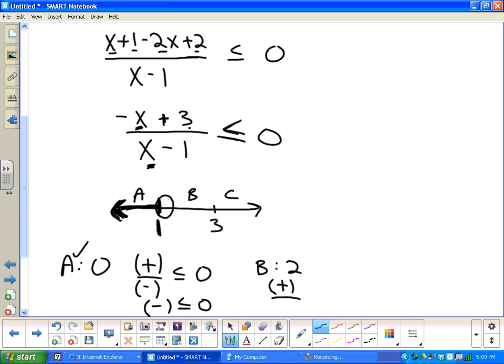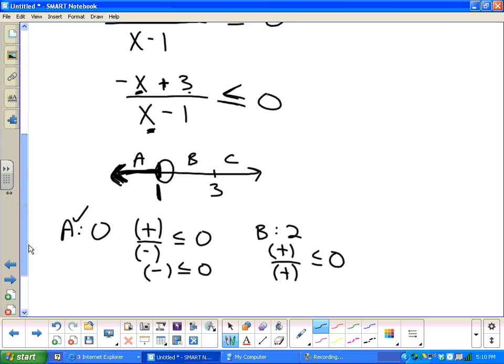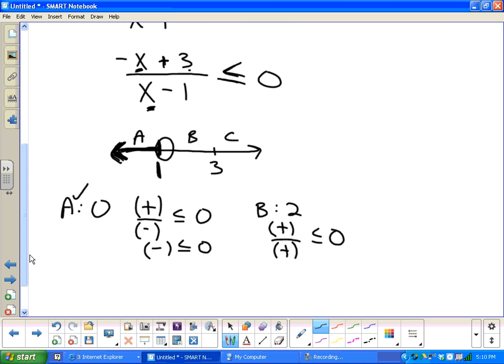And then 2 minus 1 would be a positive number. So we get a positive divided by positive is less than or equal to 0. Now, positive divided by a positive would just be a positive. And a positive number is not less than or equal to 0. So interval B is not working out there. So interval B is not a solution.